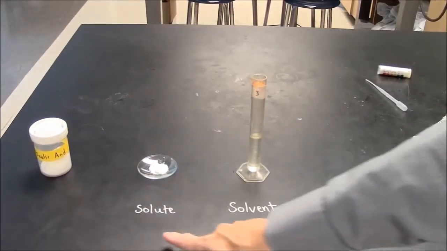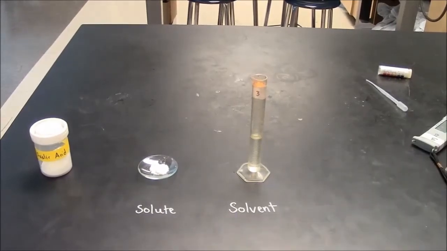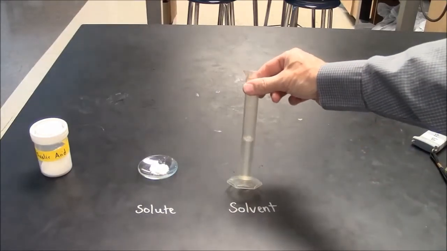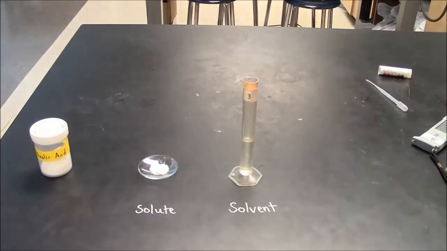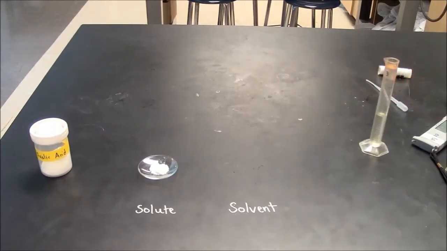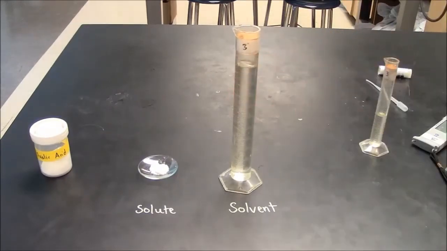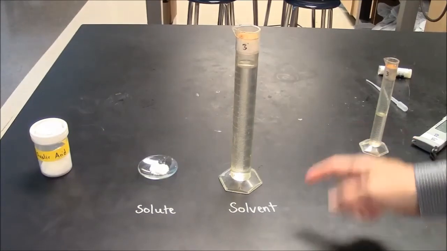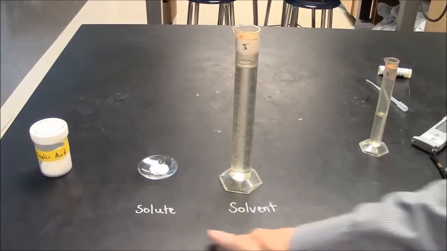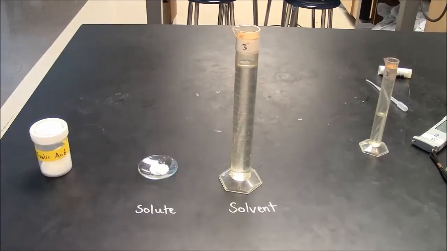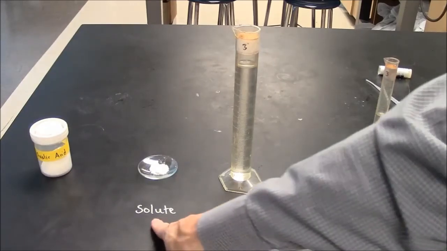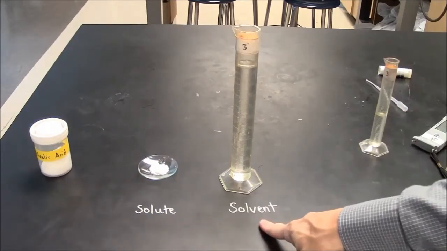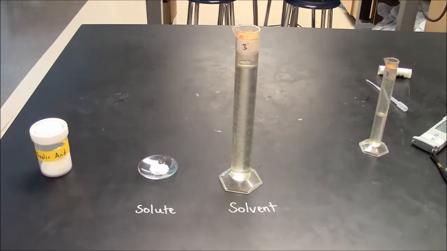The ratio between the solute and solvent determines the concentration of the solution. If I dissolve this oxalic acid in a small volume of water, it will be very concentrated. If instead I dissolve that same oxalic acid in a large volume of water, it will be dilute. The concentration is normally expressed in molarity, moles of solute per liter of solution.